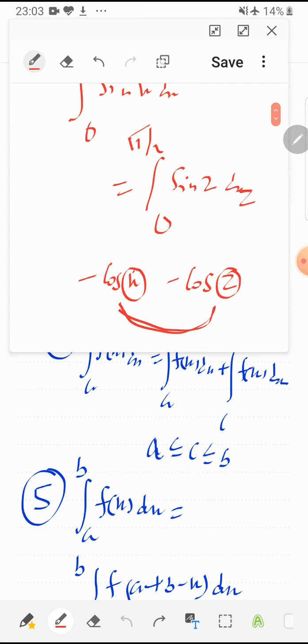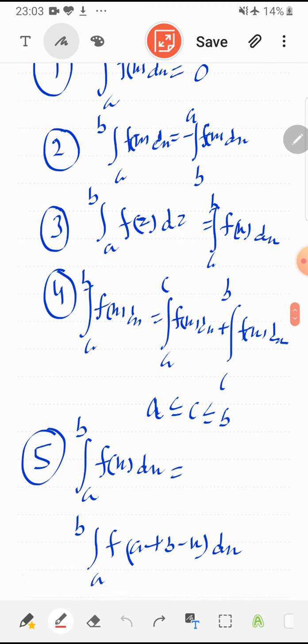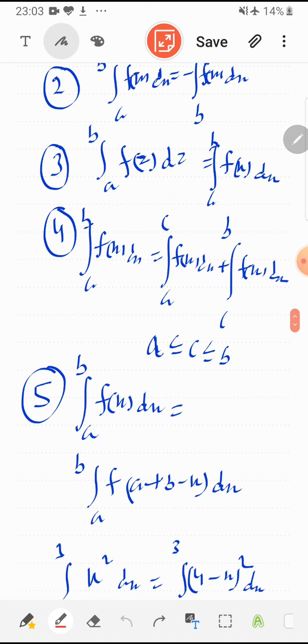But in the case of definite integration, whether it is cos x or cos z, we have to put the limit, and if the limits are the same, that means the result is the same. This is the property. Next, if integral a to b f of x dx is there, then we can split the integral into two parts: a to c f of x dx plus c to b f of x dx, where c is any point, not exactly the midpoint, any point between a and b.